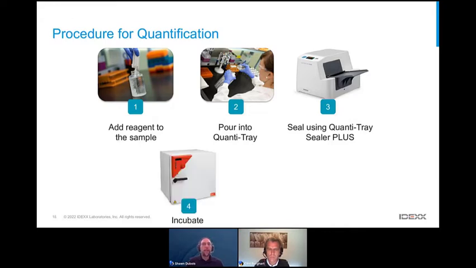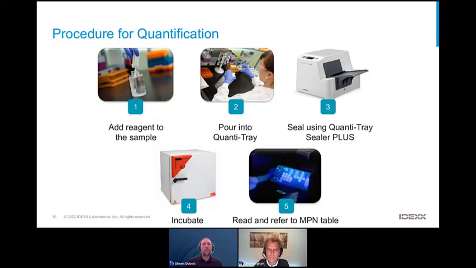That tray will then get incubated. And then after incubation, the tray is removed, results are read, and then looking at the most probable number table for that tray, results can be obtained.